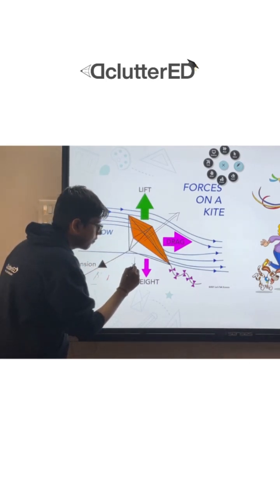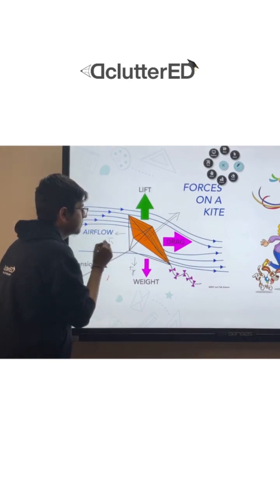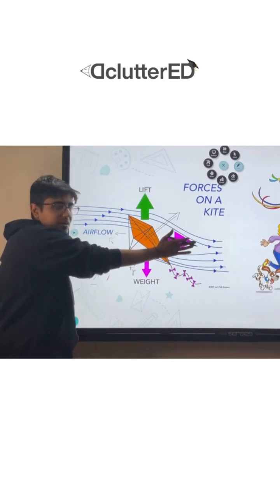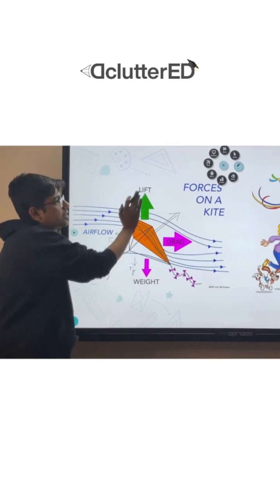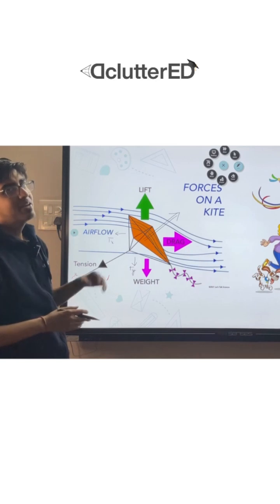You will have a y component of tension force and an x component of tension force. The x component of tension force will take care of the drag. The y component of the tension force along with the weight will balance the lift, and that's the physics behind flying a kite.